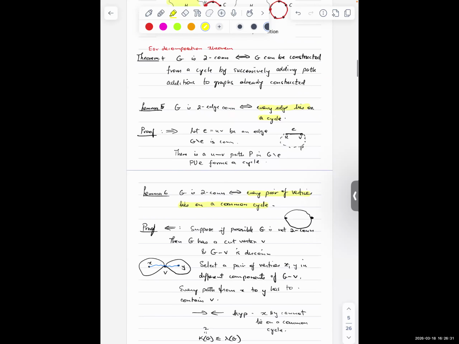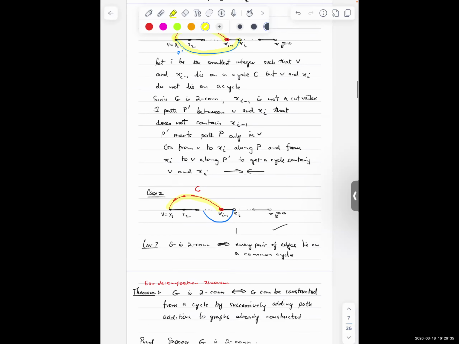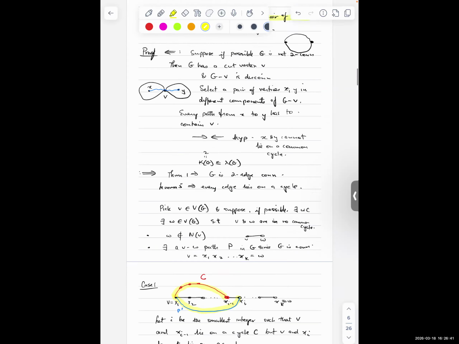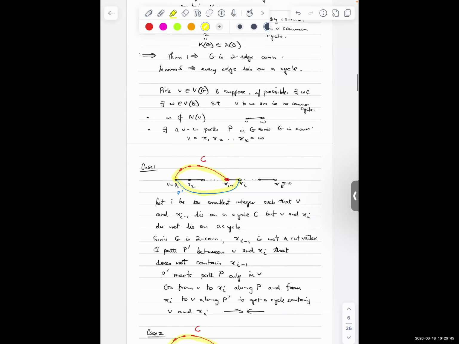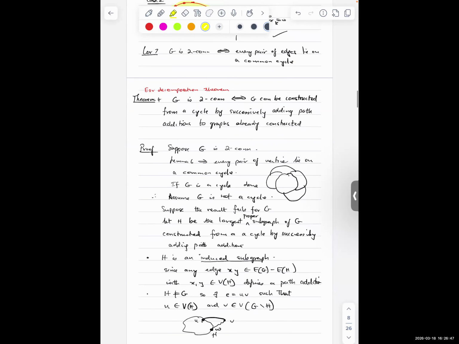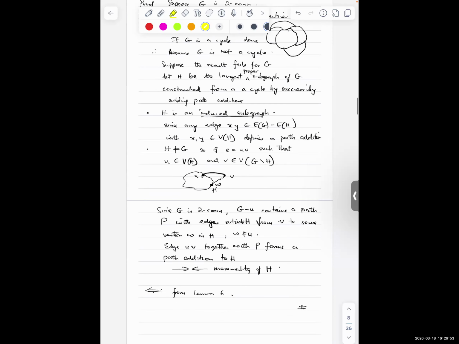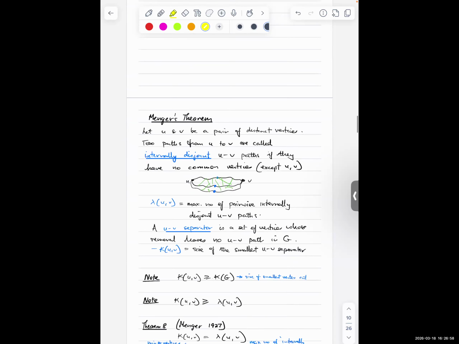So this theorem, theorem 4, has a fairly long proof spanning several pages. Sorry, got a little confused here. So let's see. Lemma 6 itself is quite long. And then we have the theorem. So it spans about 6 or 7 pages altogether, this theorem. But it is a nice, interesting theorem. That's the ear decomposition theorem.